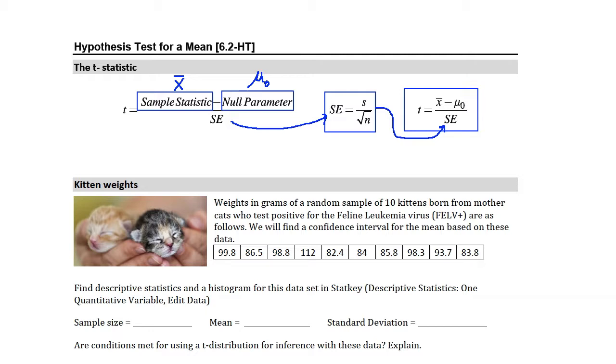Looking at kitten weights, we're looking at the weights of 10 kittens born from a mother who tested positive for feline leukemia virus. And we are going to do some inference on this. Since we're given raw data and we don't know what our n and our x bar are just by looking at these data, we're going to have to go into StatKey and use descriptive statistics to calculate them. Since we don't have a data set for this, we'll have to enter the data manually.